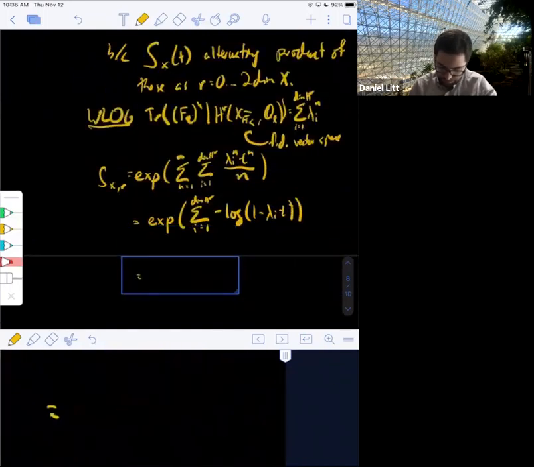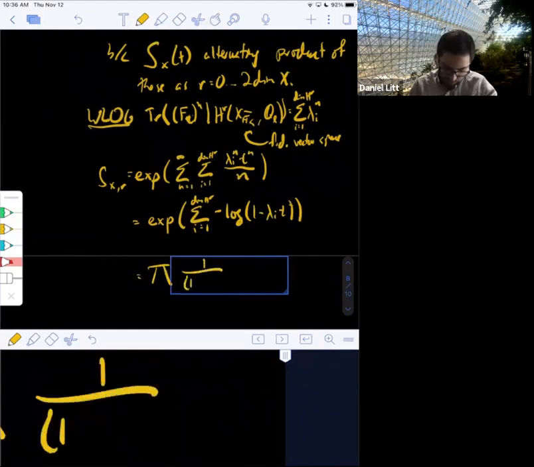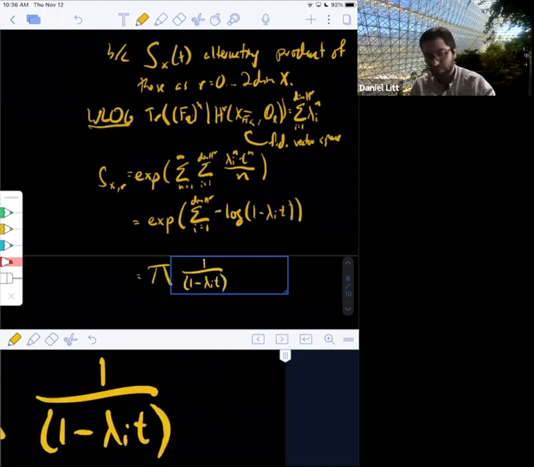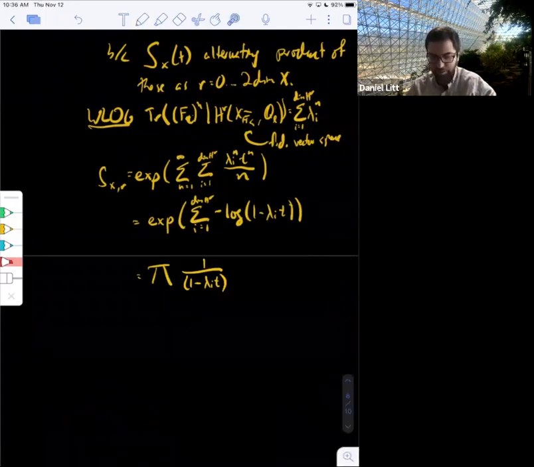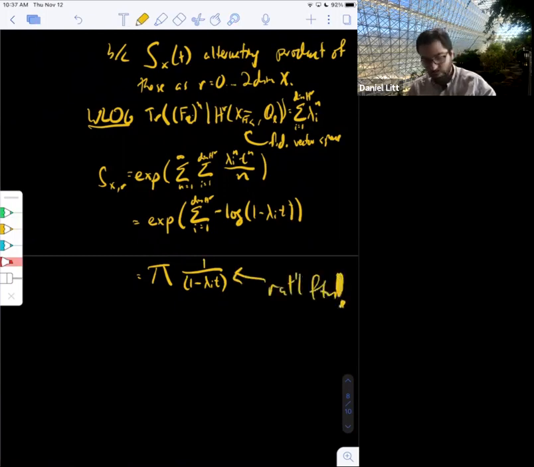So this is the product of 1 over 1 minus lambda_i t, right? I pulled out the -1 to make it 1 over, and then exp of log is just the thing on the inside. Do you guys agree with this? Okay, and this is a rational function. Cool. Okay, so actually we can say a little bit more about it.